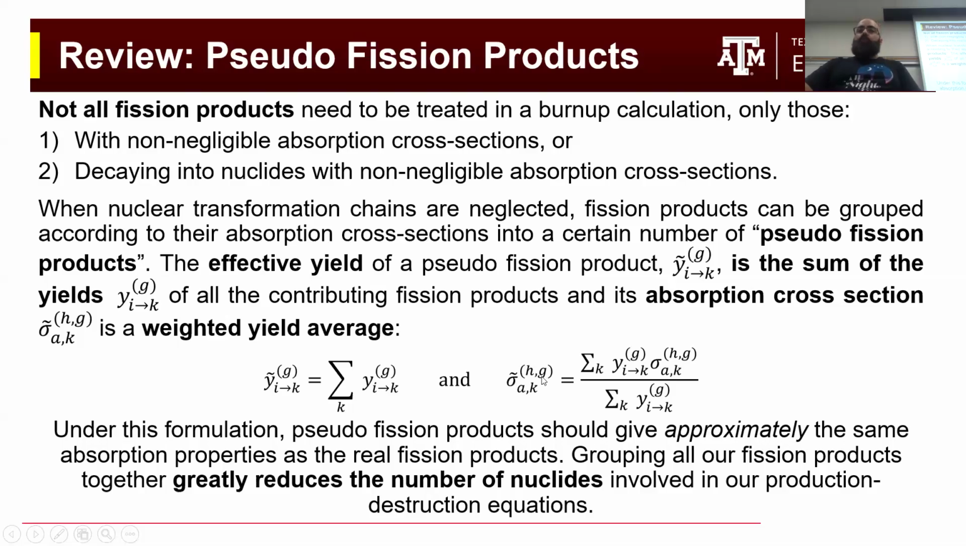And then we have an absorption cross section for our fission product. Our pseudo fission product absorption cross section is basically just like a weighted average of our absorption cross sections, weighted by the yields. So this is mathematically how you could get an effective yield and an effective absorption cross section. And this is done in such a way that the pseudo fission products have similar properties to what all of those individual fission products would do if you treated them separately.